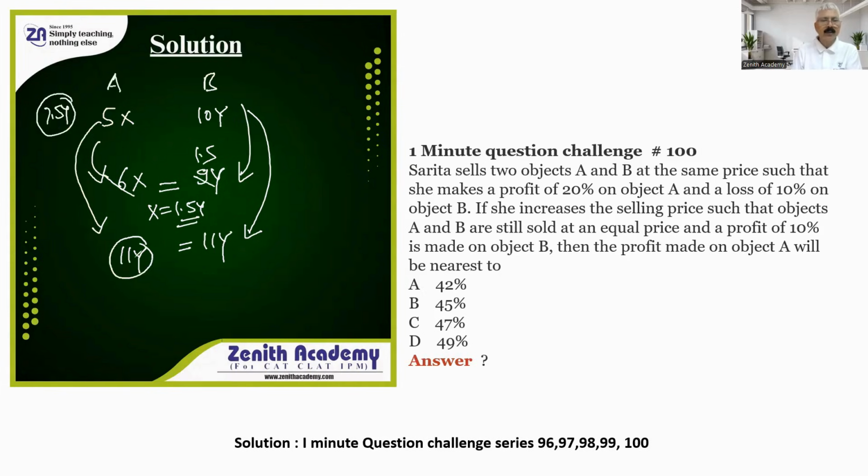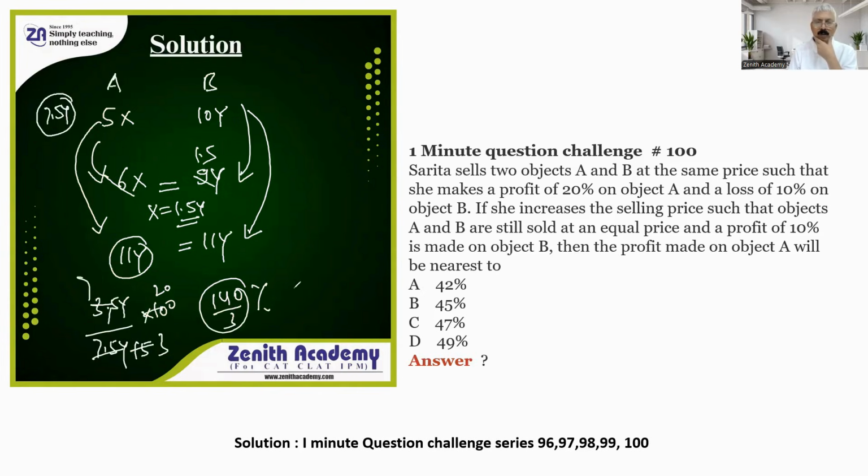Selling price is 11y. So profit is 3.5y. The cost price is 7.5y, into 100. So this is 7 by 15 by 5 over 3, which is 140 by 3. So it is 46.66%. So the nearest answer is 47. Answer is C.